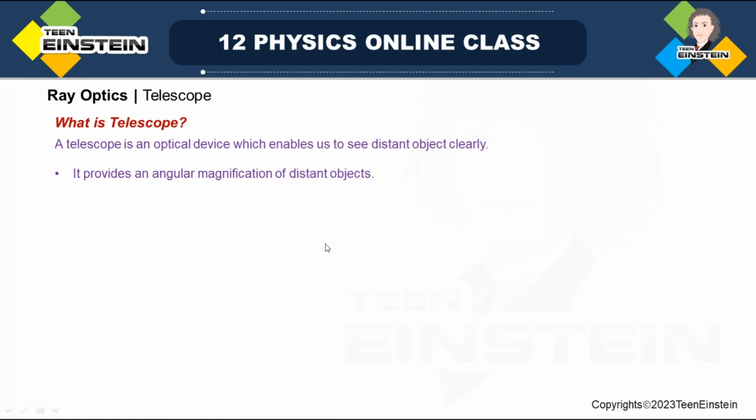Very good morning, students. We have been discussing ray optics. So today, the topic we are going to discuss is telescope. So, what is a telescope? Telescope is an optical device which enables us to view distant object clearly.